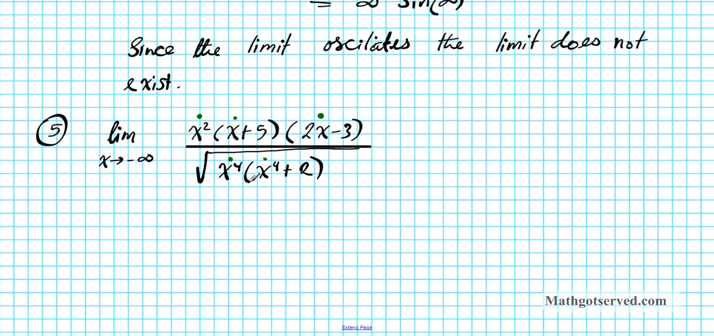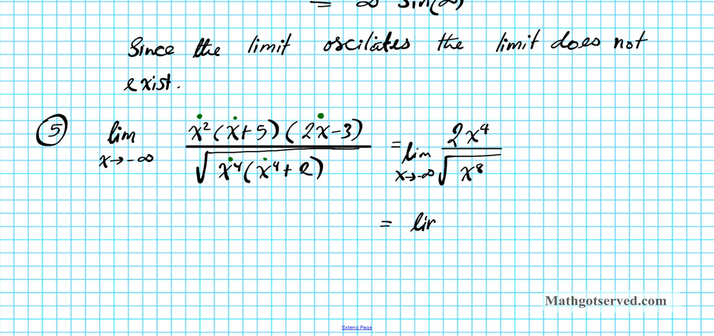So the leading term of the numerator after expanding it completely is going to be 2x to the fourth. And that's all we care about, the leading term. In the denominator, the leading term is going to be the square root of x to the 8th. So we're going to take that limit as x approaches negative infinity, and then let's simplify it a little bit.